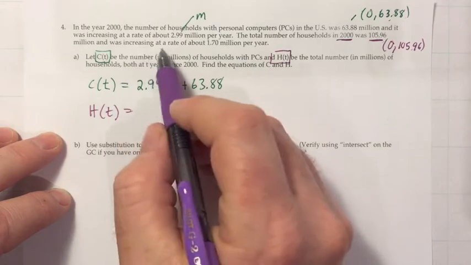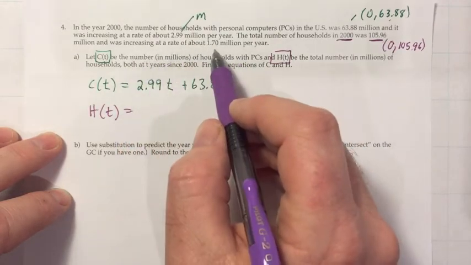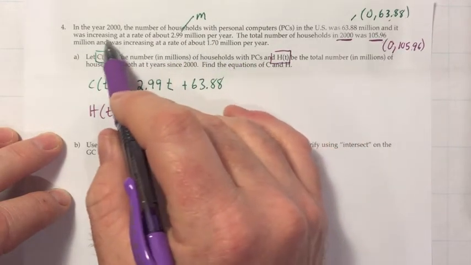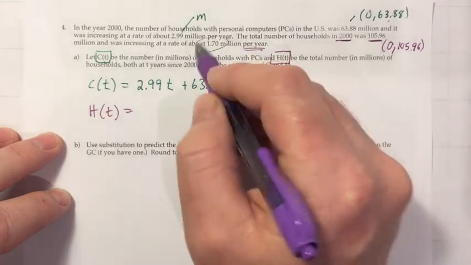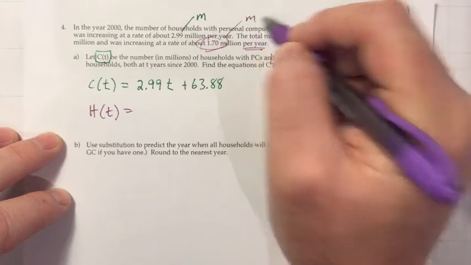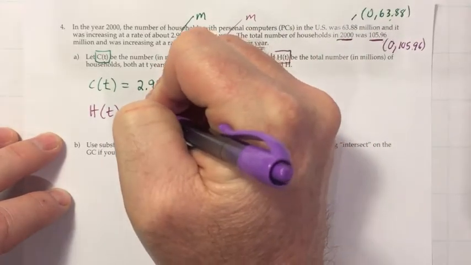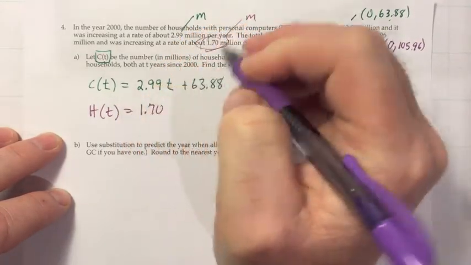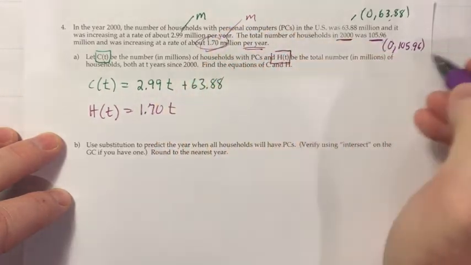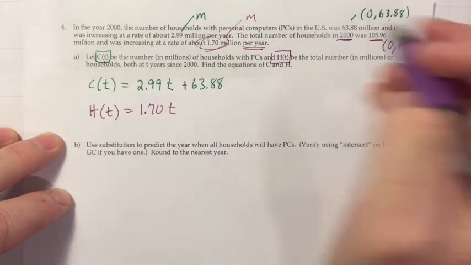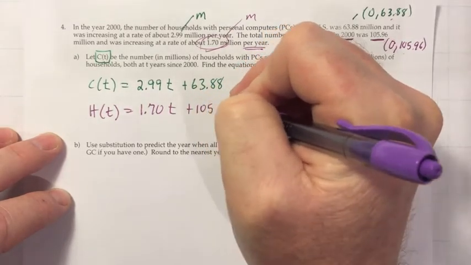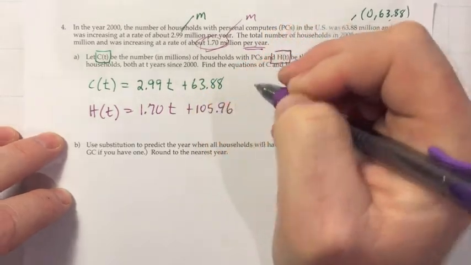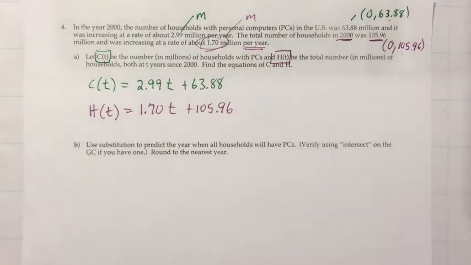And then they talk about the rate at which it was increasing. So we know it's a positive slope. That's why this one was positive too. They said it was increasing. And we see that per year in there again. So this looks like this would be the value of m for our second function. So H of t is 1.70 times the input variable of t plus the y coordinate of our y-intercept, which is 105.96. All right, so there's part A. We've got our two equations. Let's see what they want us to do next.